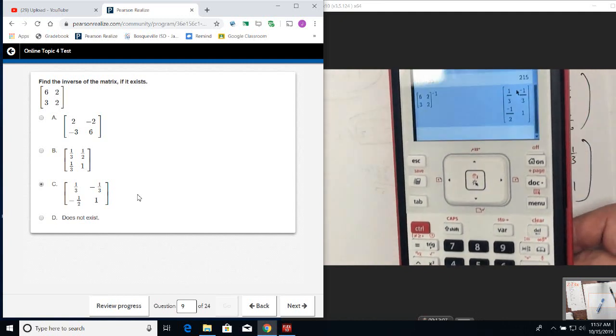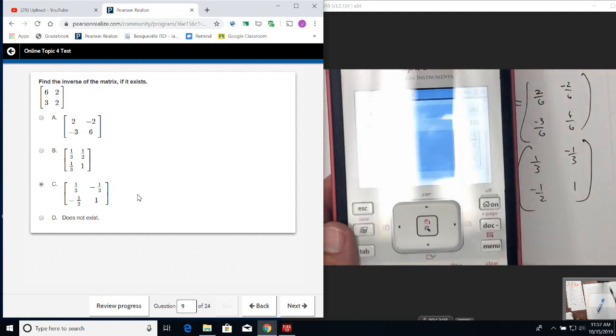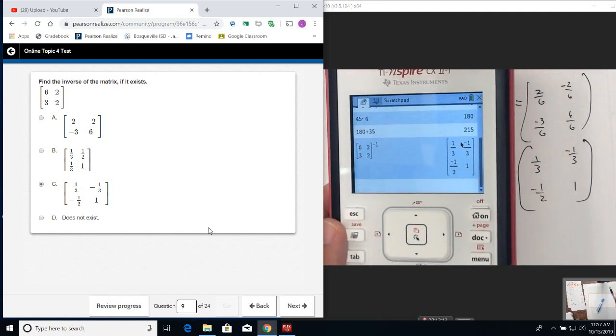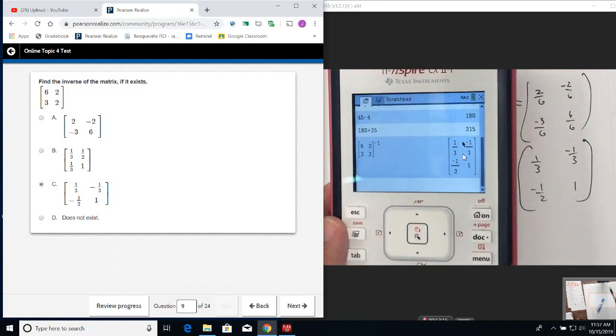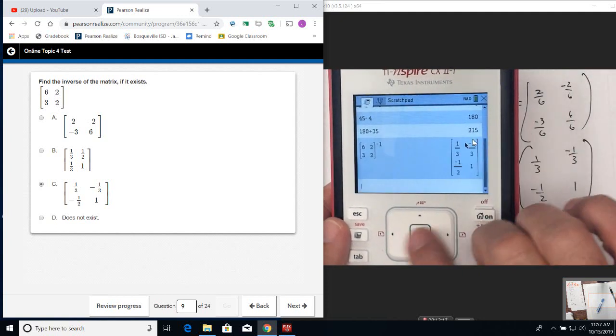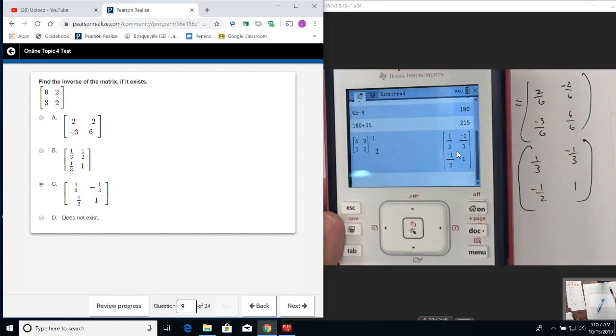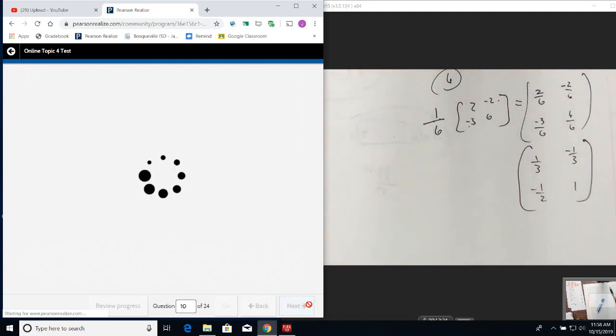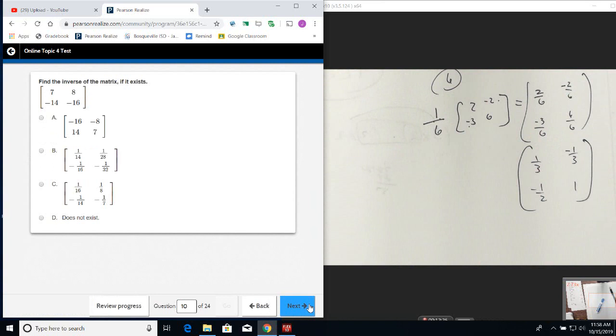Hit enter. Do I get the same thing as what we calculated? Kind of hard to see. 1/3? 1/3? Negative 1/3? Let me get that cursor out of the way. Negative 1/3 there. Negative 1/2, 1. Yep. So we can do it pencil and paper, or we can do it with a calculator.